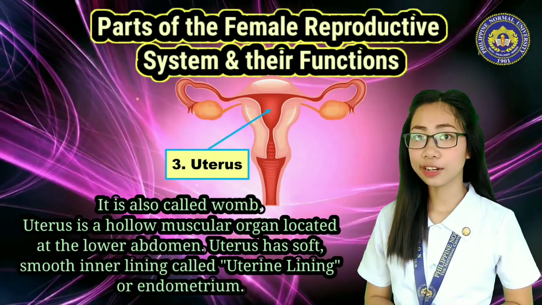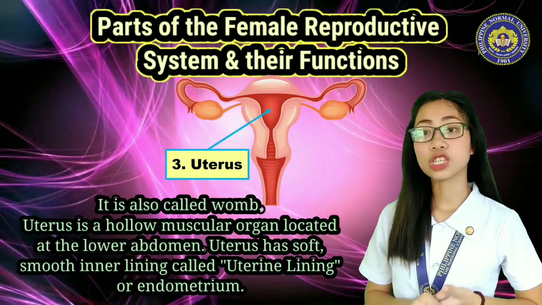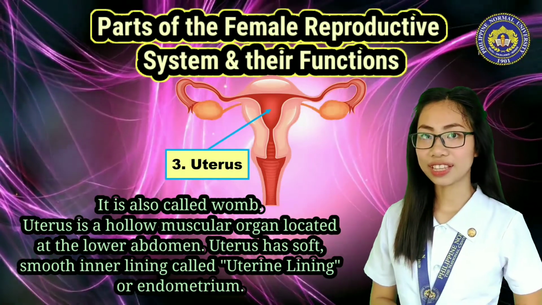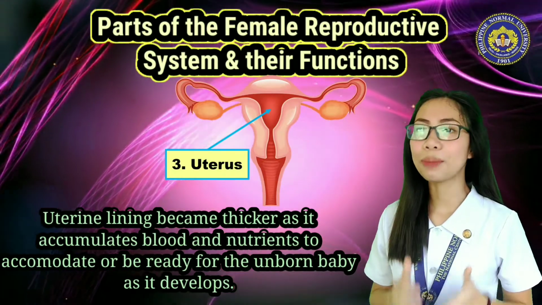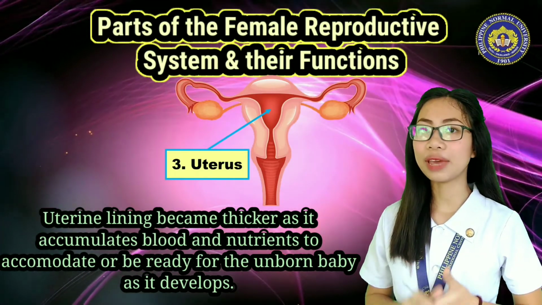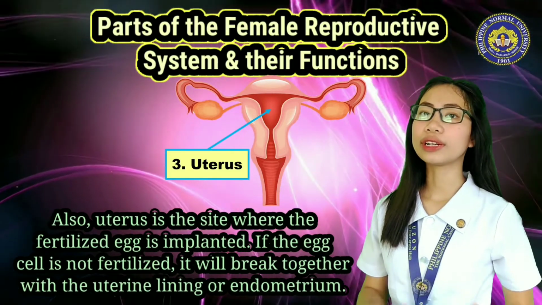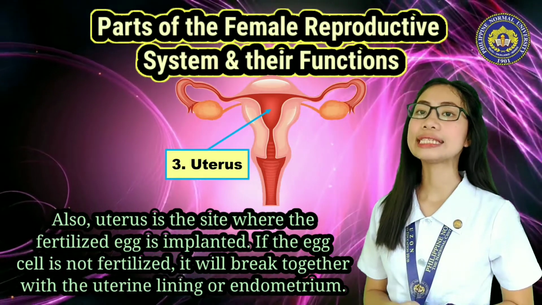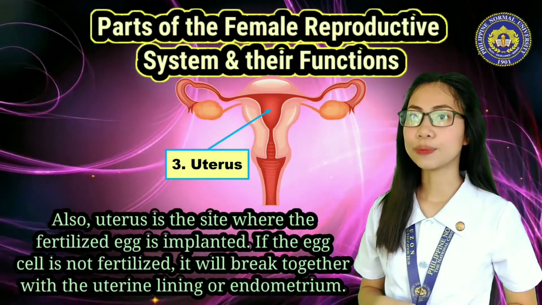The uterus is a hollow muscular organ located at the lower abdomen. The uterus has a soft, smooth inner lining called the uterine lining or the endometrium. The uterine lining becomes thicker as it accumulates blood and nutrients to be ready for the unborn baby as it develops. Also, the uterus is the site where the fertilized egg is implanted. So if the egg cell is not fertilized, it will break down together with the uterine lining or the endometrium.